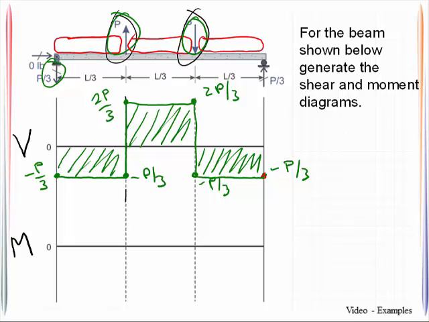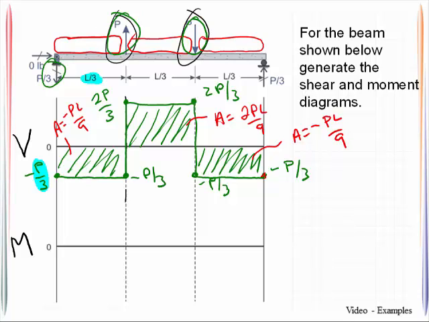In order to do the moment diagram, it is going to be necessary to have the area under the shear diagram. So I'm going to go ahead and just write those on here. So the area here would be negative PL over 9. How did I get that quantity? I took this value of negative P over 3, multiplied it by the length there, that L over 3, so I get negative PL over 9. This next area is equal to 2PL over 9, and this last area is equal to negative PL over 9.